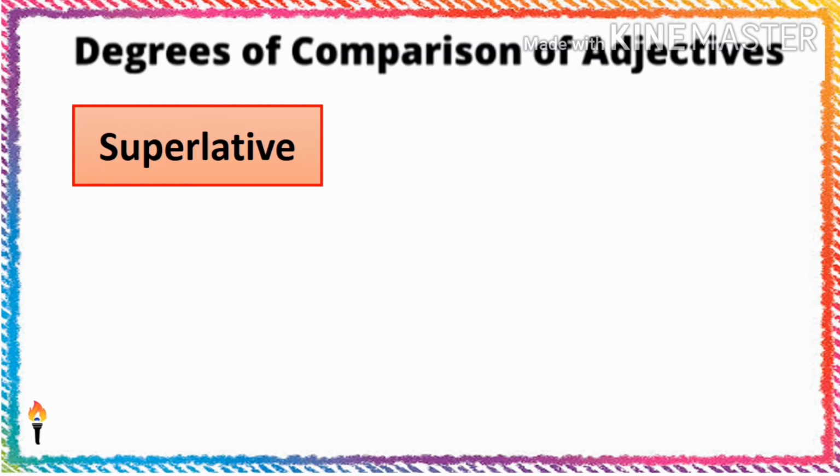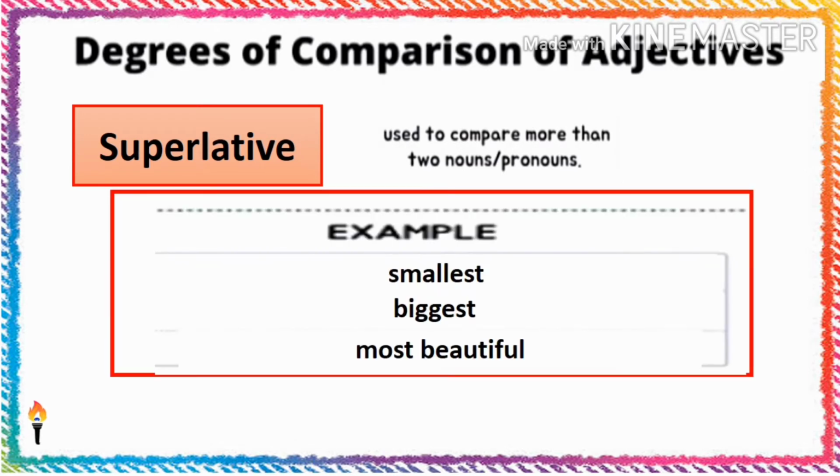Now let us talk about the superlative degree. When do we use and how do we use the correct form of adjectives in the superlative degree? It is used to compare more than two nouns or pronouns. Okay, more than two, it means three and above. So for example, smallest, biggest, most beautiful.